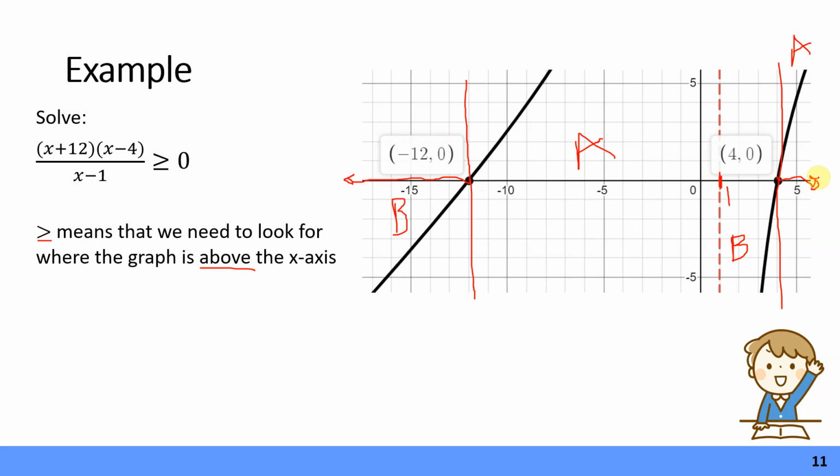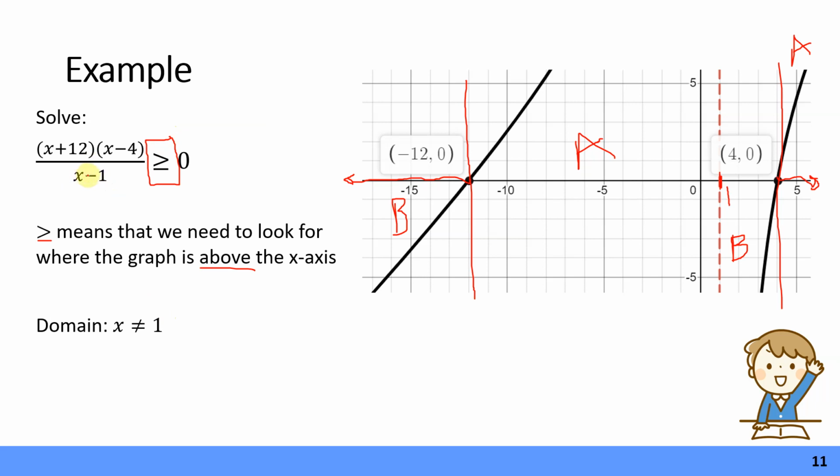But before we actually write our answer, remember, we have to see if we're going to use brackets or parentheses. So this symbol has an equal to, meaning I'm going to have to use brackets. But remember what we said earlier. You have to look at the domain. We cannot include a bracket on the 1 because the 1 is excluded from the domain.